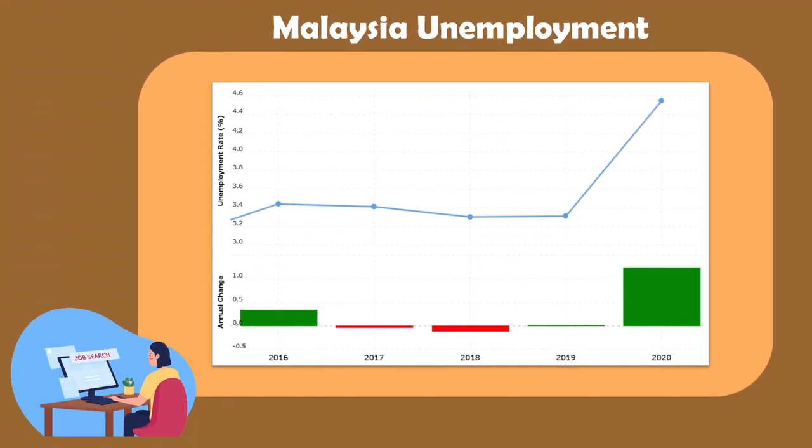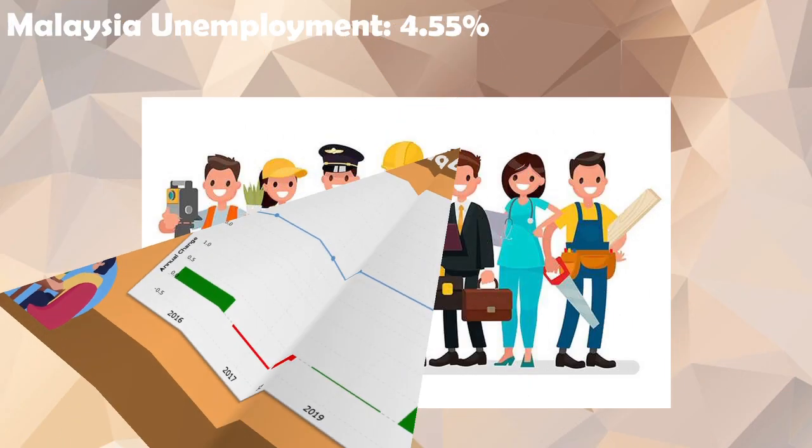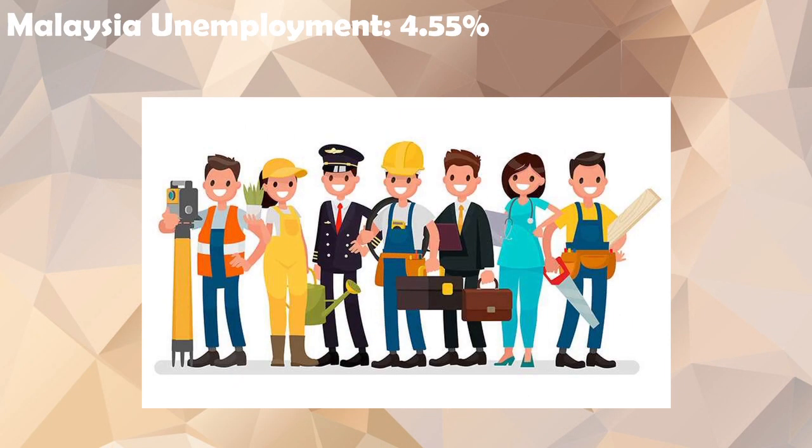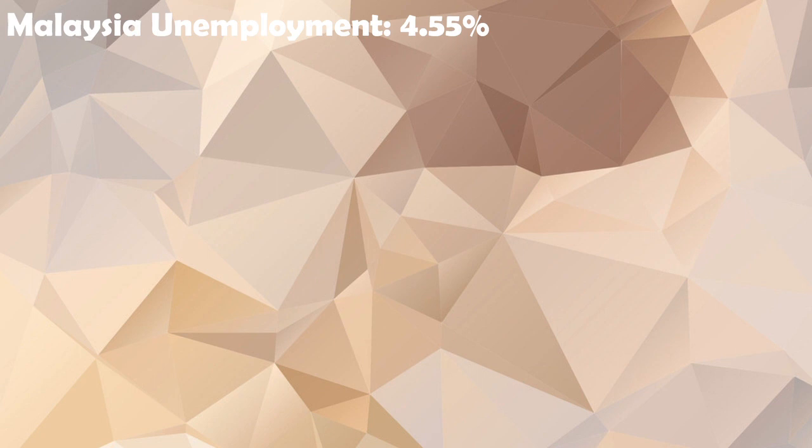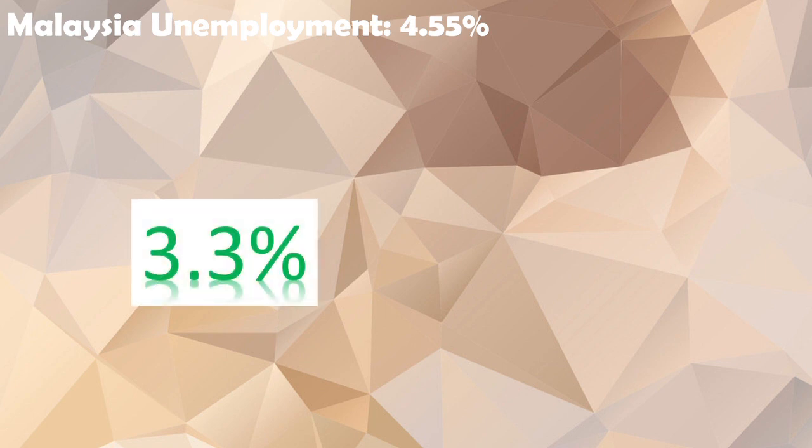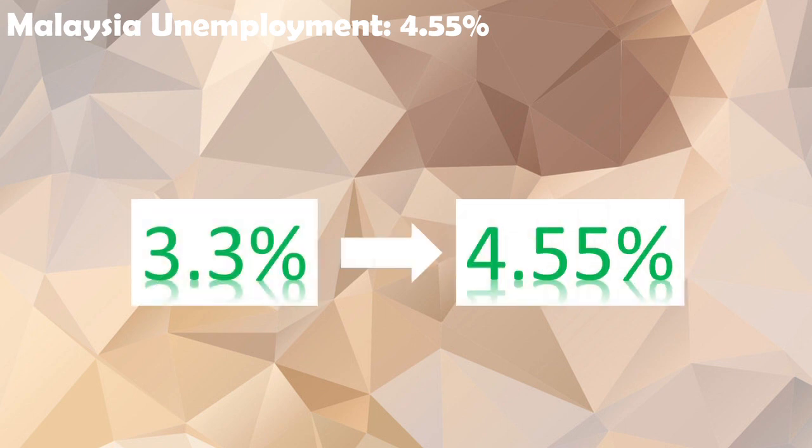Next, the unemployment rate in Malaysia recorded the highest in 5 years, which is 4.55% in 2020. The labor market has been impacted by the COVID-19 pandemic. According to the Department of Statistics Malaysia, the unemployment rate increased from 3.3% to 4.5% in 2020. These effects were seen in practically all industries in Malaysia.